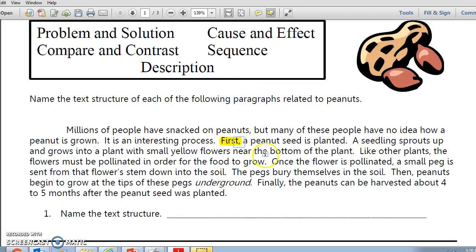First. What else do they have? Then. Finally. Those are great clues to help you realize that it's sequence or chronological.